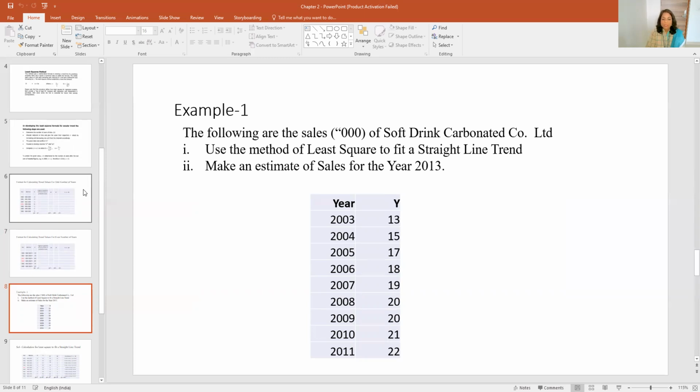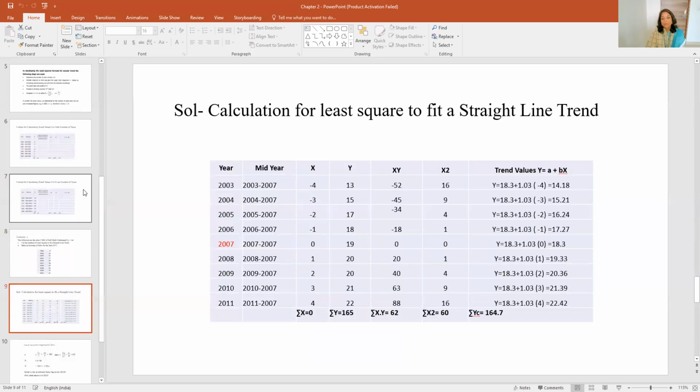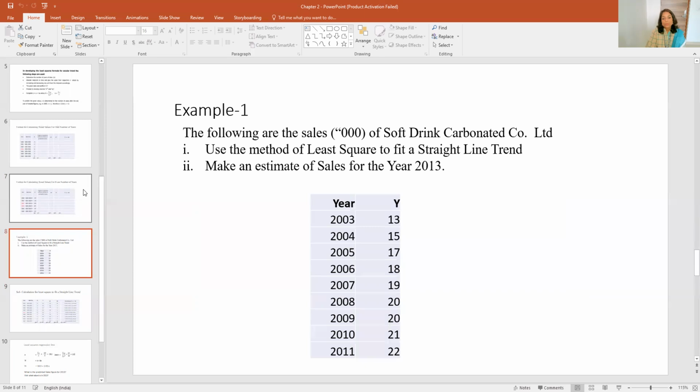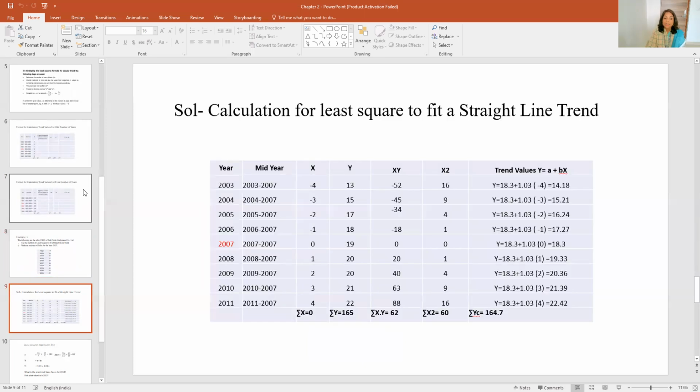So from 2003 to 2011, the data has been given. First we have to look at how many years of data they have given you. Here, from 2003 to 2011, there are 9 years of data, and they have asked you to fit a straight line trend. So in the format, first we will use year, 2003 to 2011. As it is 9 years of data, the middle will be the 5th year, that is 2007. So the X value is marked as 0 for 2007.